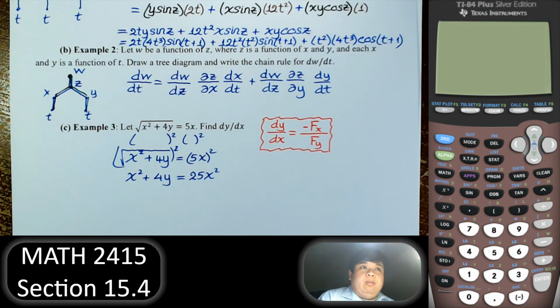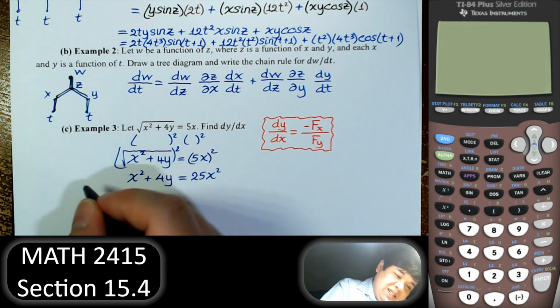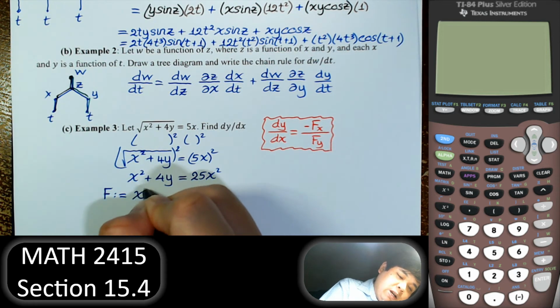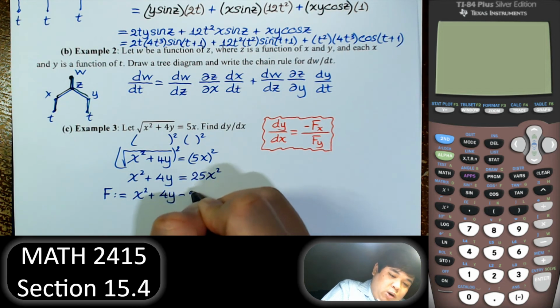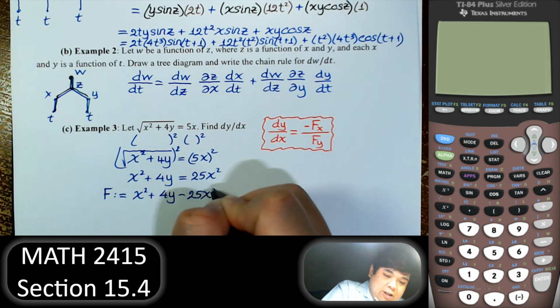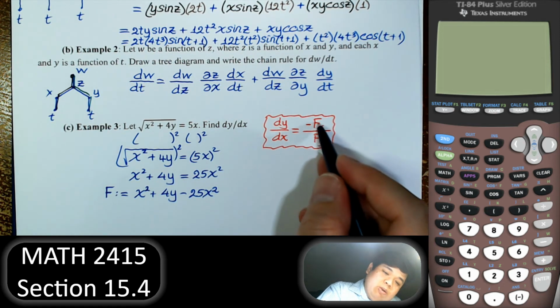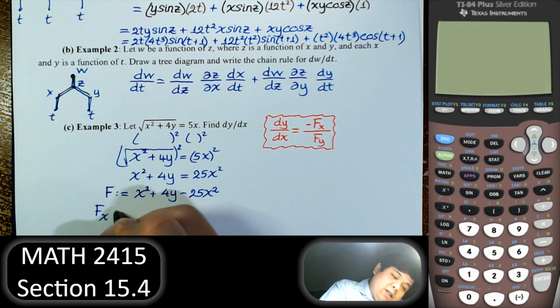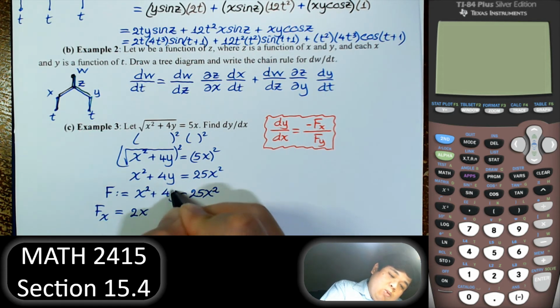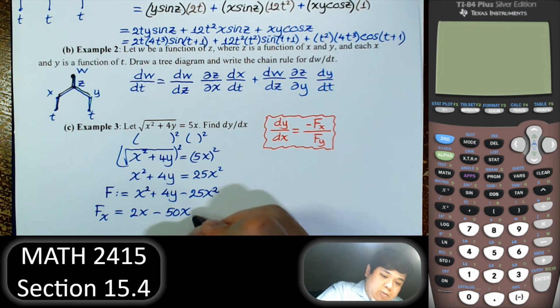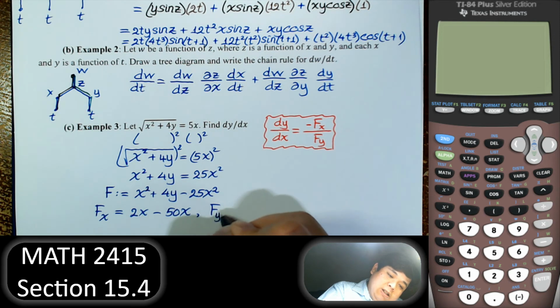Right, so that's still an equation, which is good. Move everything to one side, and that equals f, x squared plus 4y minus 25x squared. That is a lot better without the square root. Now, we're just going to find the partial of f with respect to x, which is 2x, that one's 0, that one's 50x. Derivative with respect to y, only this one has y. That's all we have.